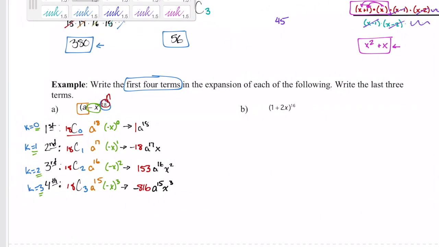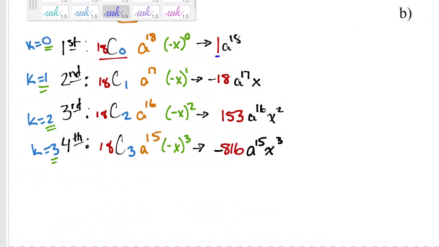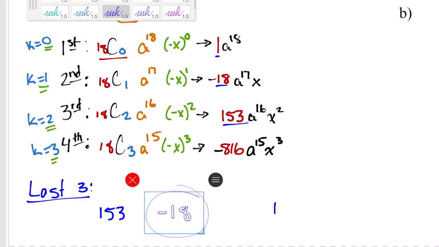And then when it wants us to write the last 3 terms, I know my last 3 terms are going to mimic these same situations here. Say we don't really know what that might be. So my last 3 terms, I know I could do 1, -18, and 153. I know those are going to be my coefficients for each of those terms. If you don't remember that we have that symmetry with Pascal's triangle, you can always do the combo as well.